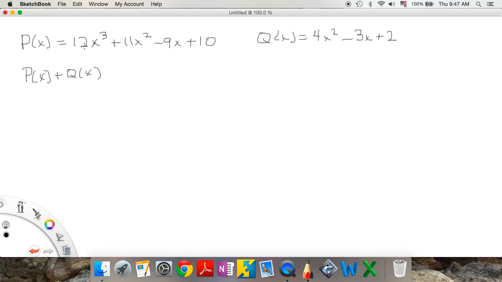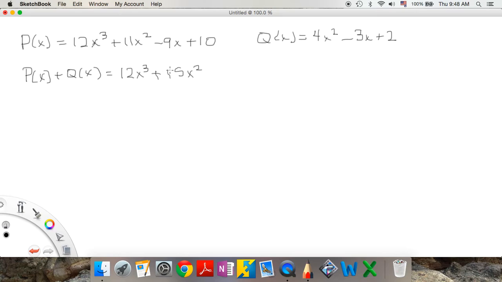then what we do is we look at this and we say, okay, you can only add like terms. Remember, apples with apples, oranges with oranges. So only things that are alike can be added together. So this is an x cubed term. There's no x cubed term over here, so when we add the two together, we still just have the 12x cubed. Now, the x squared term, we've got 11x squared here and 4x squared here. So how many x squared terms do we have? Well, if you add those together, we've got 15.